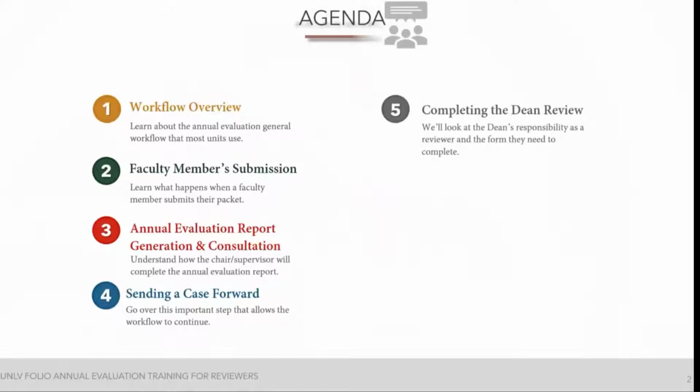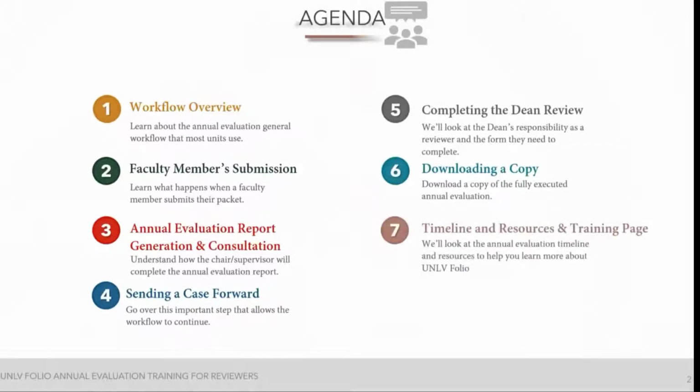So on today's agenda, for starters, we'll go over the general workflow that most units use for the annual evaluation process. We'll then talk about the faculty member submission and what happens once the faculty member submits their packet. We'll then go over the annual evaluation report generation and consultation step and understand how the chair supervisor will complete their review. We'll then go over an important step, which is sending the case forward, and that allows the workflow to continue in UNLV Folio.